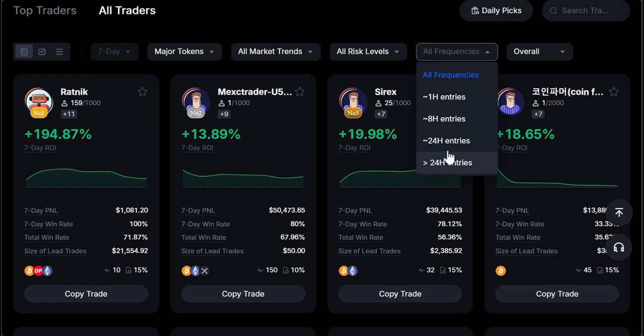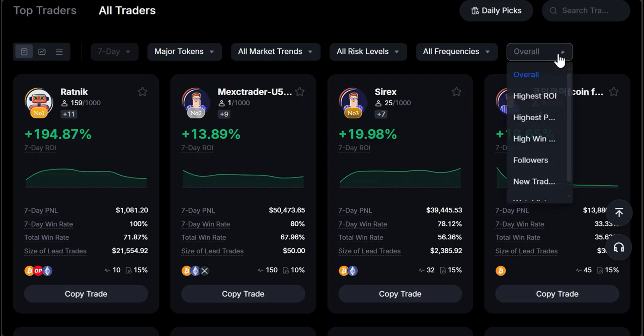High frequency traders like 1 hour entries can rack up more fees, and you need to be comfortable with constant position changes. Lower frequency traders like 24 hours or more are usually easier to follow and monitor, especially if you have a job or can't watch the markets all day.